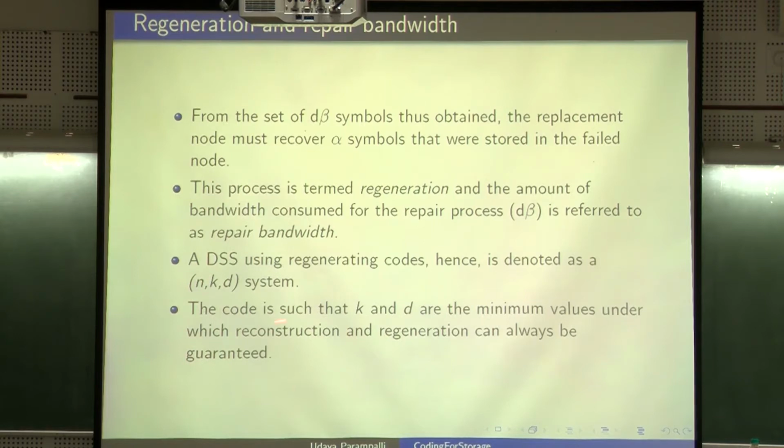Now, the code is such that k and d are minimum values under which regeneration is always guaranteed. So the code should be such that by always talking to d nodes, you should be able to guarantee repair. That's what is expected of it. I'm just telling you about the parameters and how they are involved.